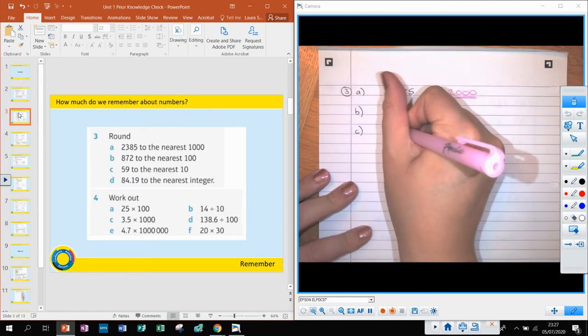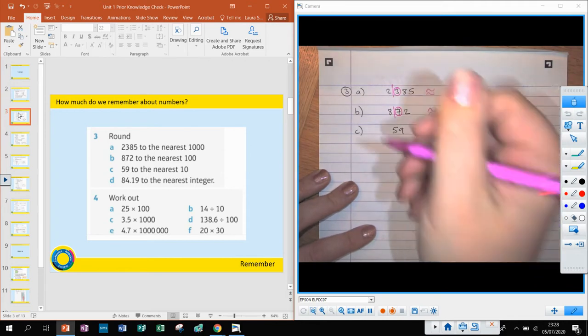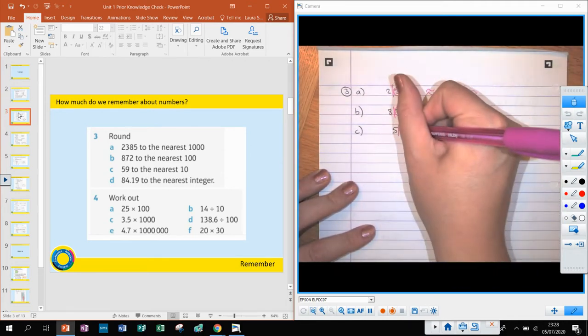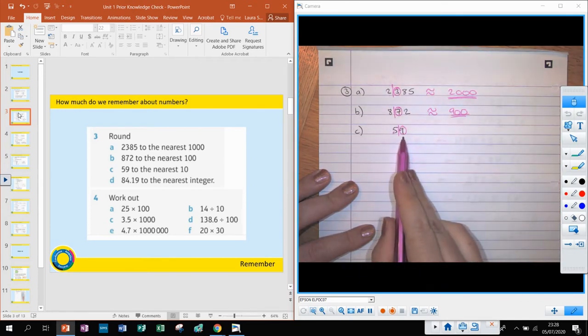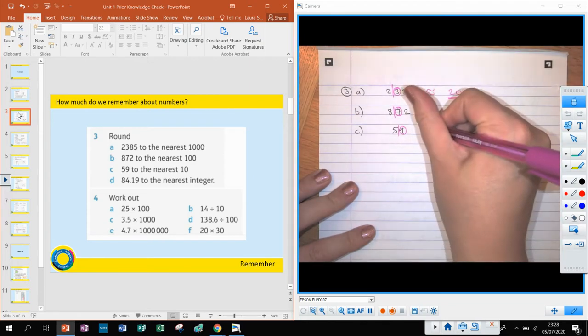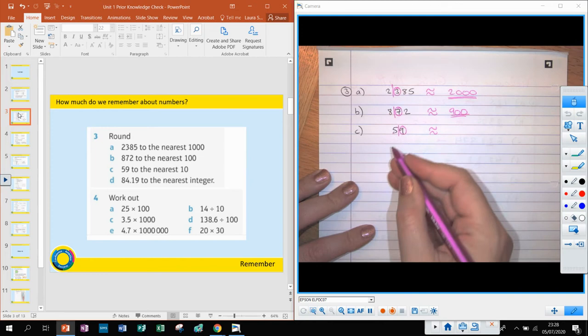Part C, we have 59. Now 59, we're rounding now to the nearest 10. So here's my 10s. I'm going to put my line after it and circle the next number. Is it 5 or higher? Yes, which means I'm going to round up to 60. It's closer to 60 than it is to 50. That's what you need to be thinking about.